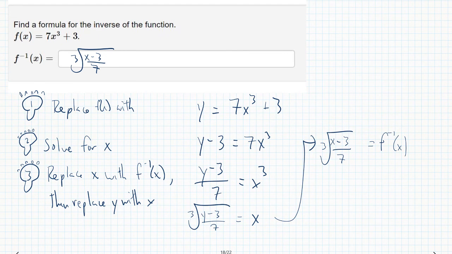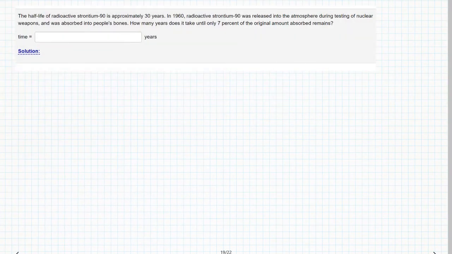Questions on that one? So now we'll get into some word problems here, or one word problem, and then make sure you take a look at those word problems from exponential and logarithmic equations. There'll be a couple of those on your finals, so just be prepared.